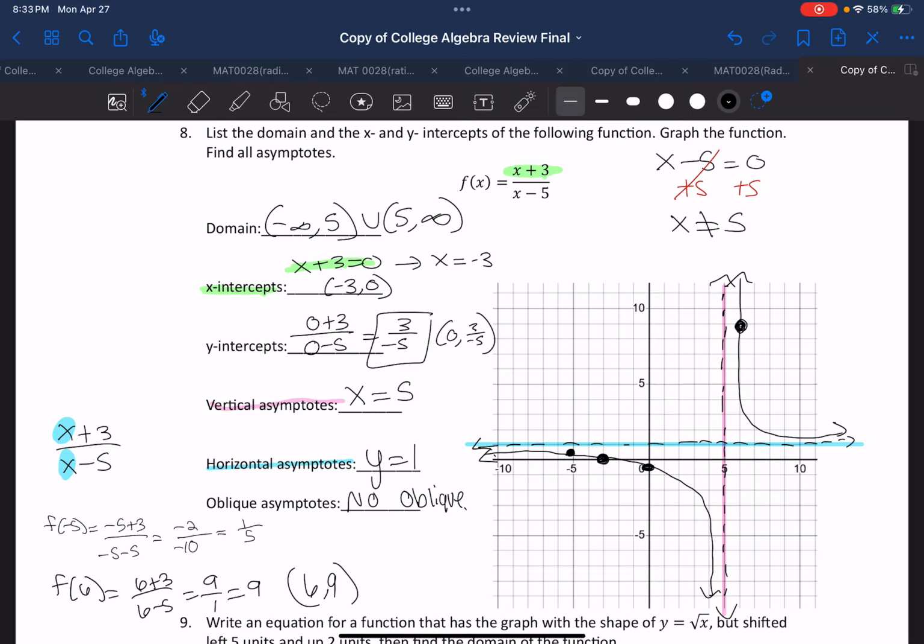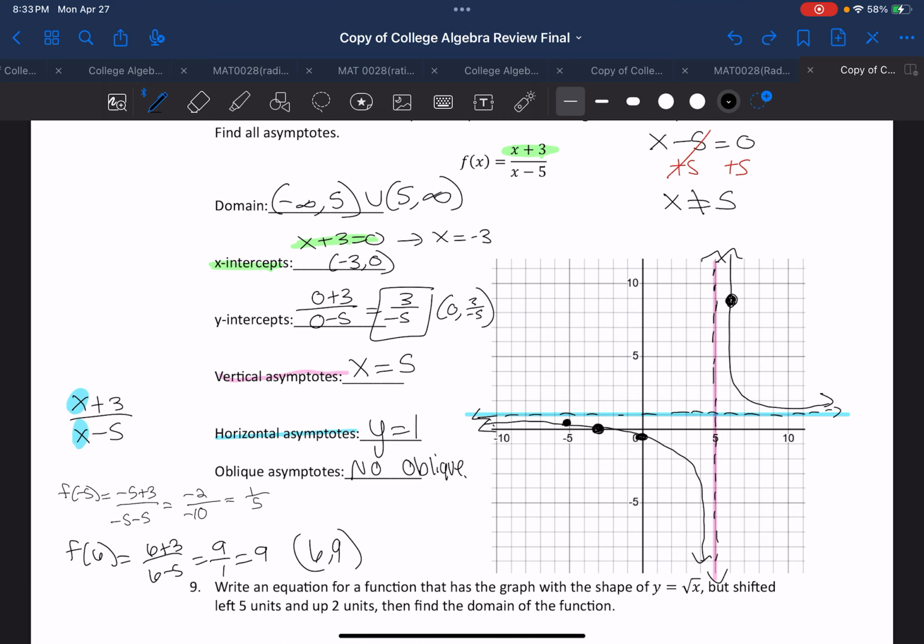Okay, and then you could also, of course, plug that whole thing into your calculator on the right side and use your graphing calculator to check, because these will be multiple choice.